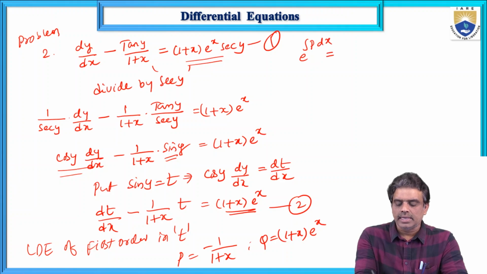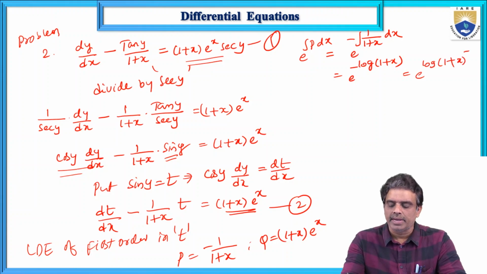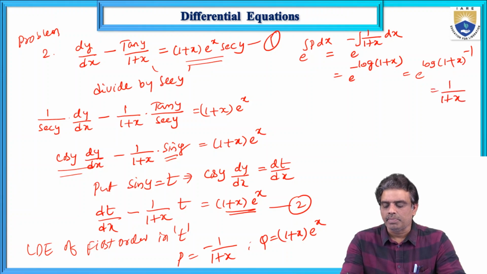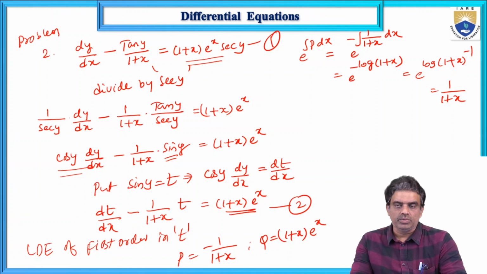So now I calculate e power integral p dx. That is e power minus of 1 by 1 plus x dx, which is e power minus log 1 plus x. That means e power log 1 plus x whole power minus 1, so that is nothing but 1 by 1 plus x. This is the e power integral p dx value.